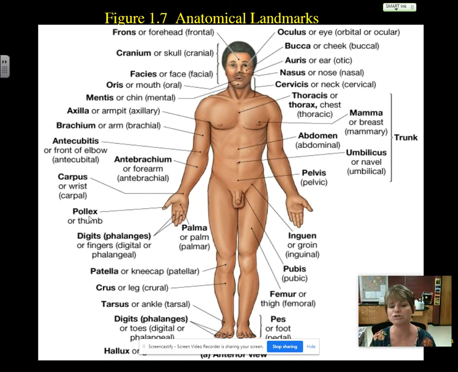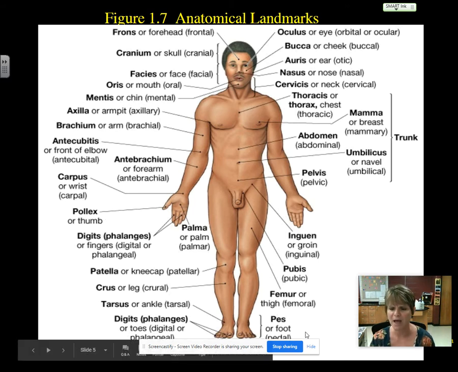The pollex is your thumb. We don't have an adjective for that. The pollex is your thumb. We also have down here at the bottom, and you can't see it right now in this video, but it is on the PowerPoint that I have posted, pointing to the big toe or the great toe. That's the hallux. So hallux is the big toe. Again, there's not an adjective for that.